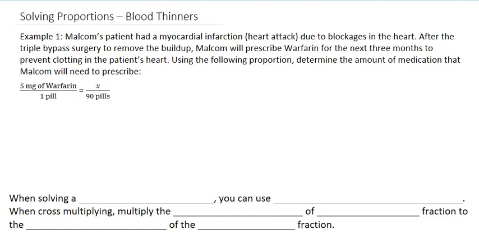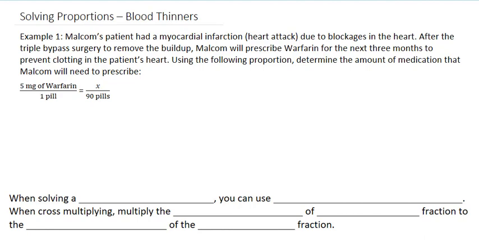Solving proportions. Malcolm's patient has a myocardial infarction, heart attack, due to blockages in the heart. After triple bypass surgery to remove the buildup, Malcolm will prescribe warfarin for the next 3 months to prevent clotting in the patient's heart. Using the following proportion, determine the amount of medication that Malcolm will need to prescribe.